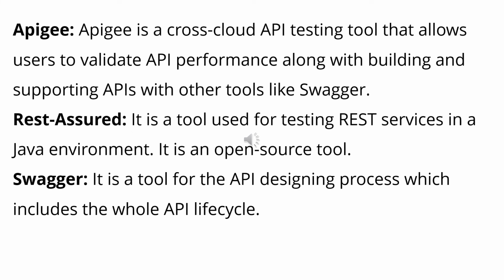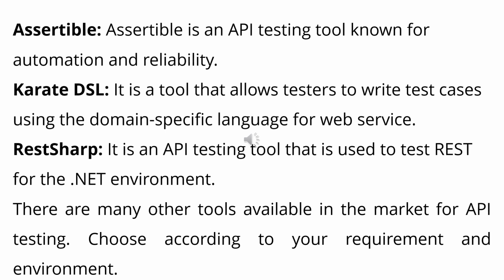REST Assured: it is a tool used for testing REST services in a Java environment. It is an open-source tool. Swagger: it is a tool for the API designing process which includes the whole API lifecycle. Assertible: Assertible is an API testing tool known for automation and reliability. Karate DSL: it is a tool that allows testers to write test cases using the domain-specific language for web services. RestSharp: it is an API testing tool that is used to test REST for the .NET environment. There are many other tools available in the market for API testing. Choose according to your requirement and environment.